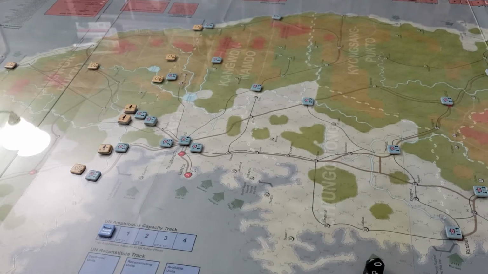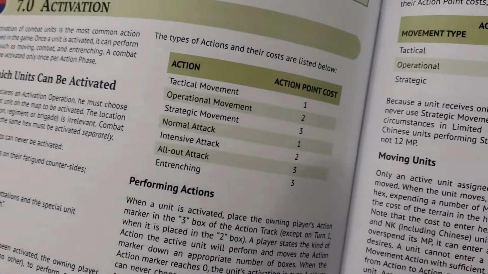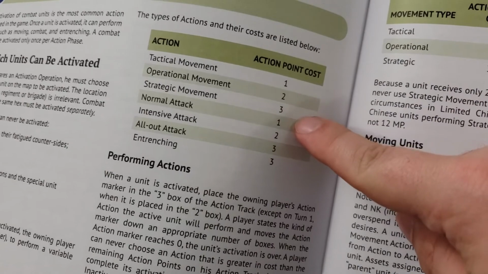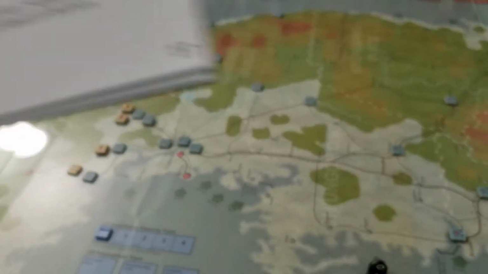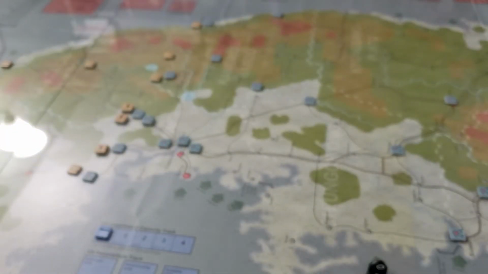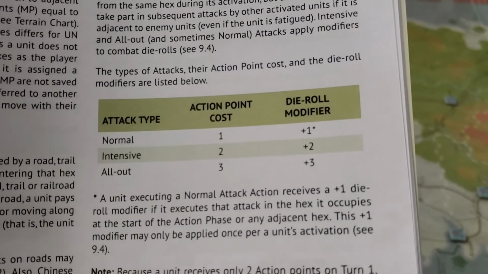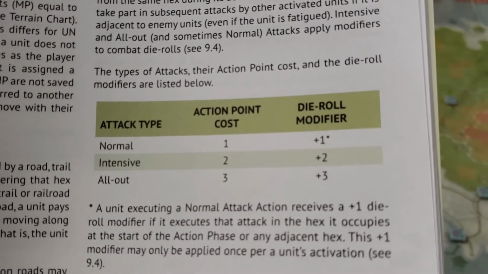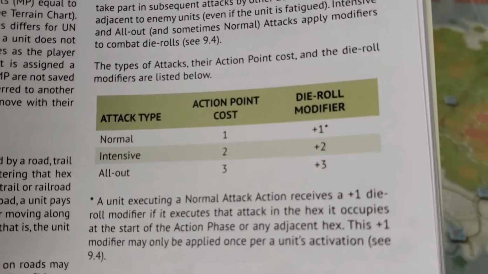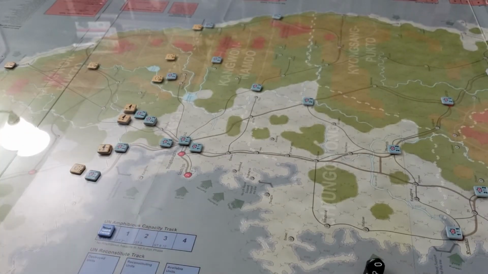We have 2 points. We could do an intensive attack, right? Here, again, if we're not going to do any movement, there's no point. We're already adjacent. We can just spend all of our 2 points on an intensive attack. What does an intensive attack mean? Well, there's a whole other chart here. Attack type, action point cost, die roll modifier. An intensive attack will give us a +2 to our attack, which is pretty good, right? An all out would be better, but we can't do that. So an intensive attack to start the war proper here, I think will make the most sense. So we're going to do that.